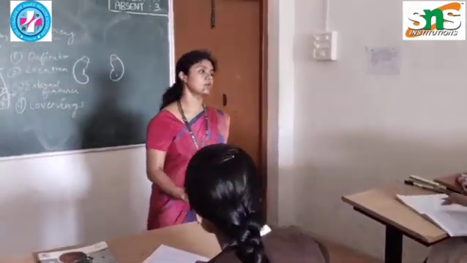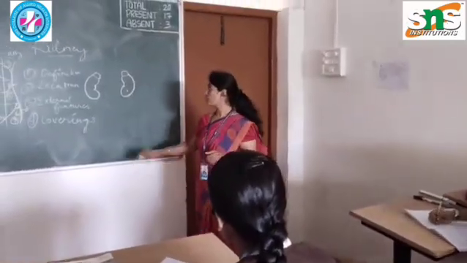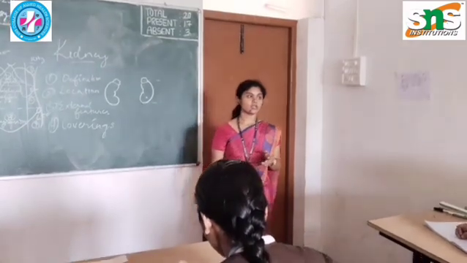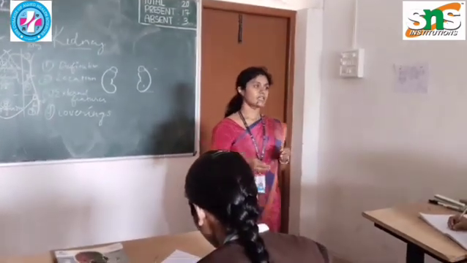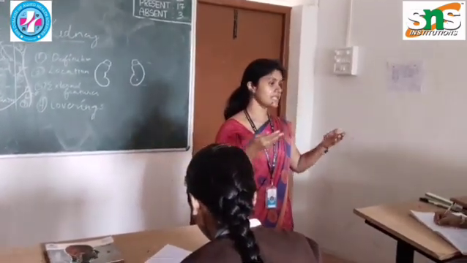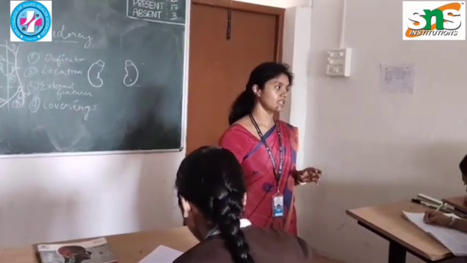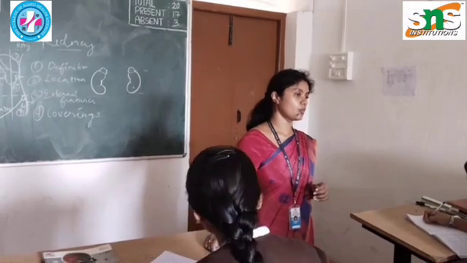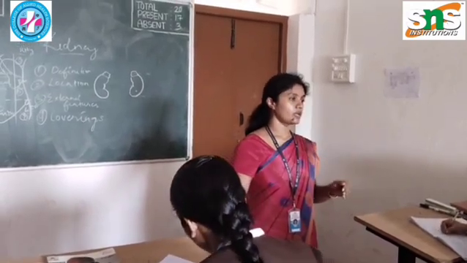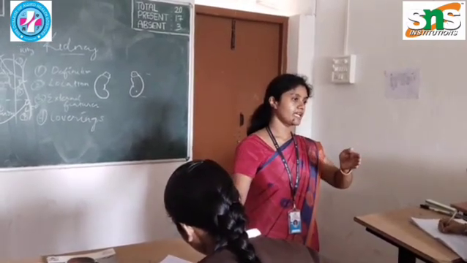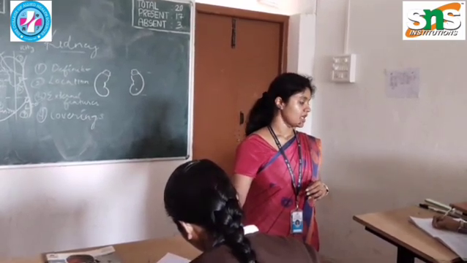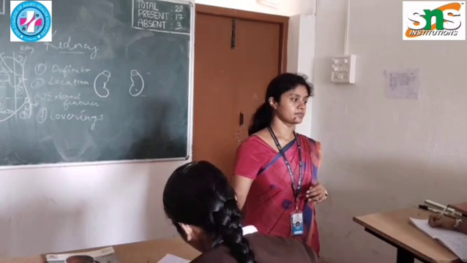Next we will talk about the poles. So you will be having two poles, the upper pole and the lower pole. As I told you already, your upper pole will be medially deviated or medially facing and your lower pole will be laterally deviated or laterally facing. Upper pole will be medially faced and lower pole will be laterally faced. Next we will get into the borders.